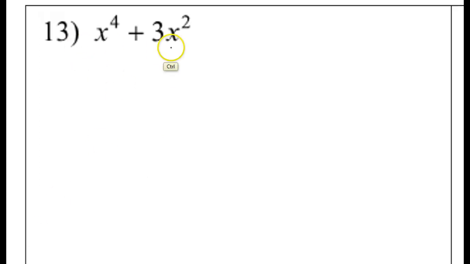The first step of factoring is always to look for a common factor. In this case, I see that both terms have x's. So I'm going to have a variable in my common factor. But how many x's should I have? Well, you always go with the lesser amount. So I see x squared is the smallest number of x's. So that's going to be my GCF, my common factor.